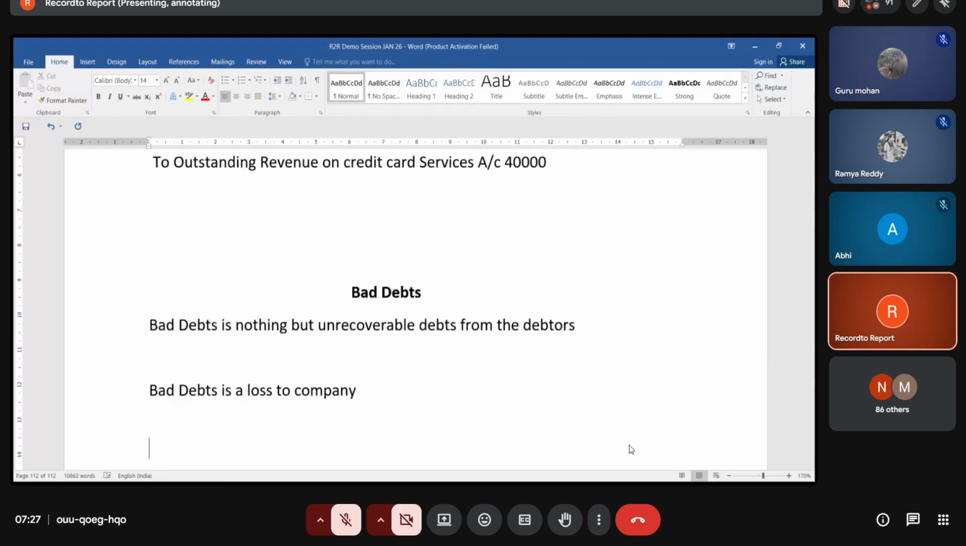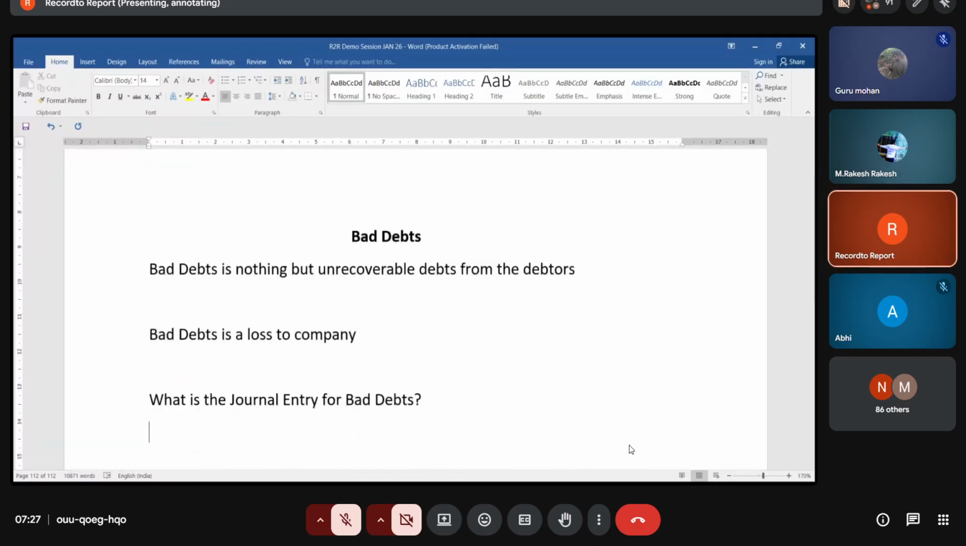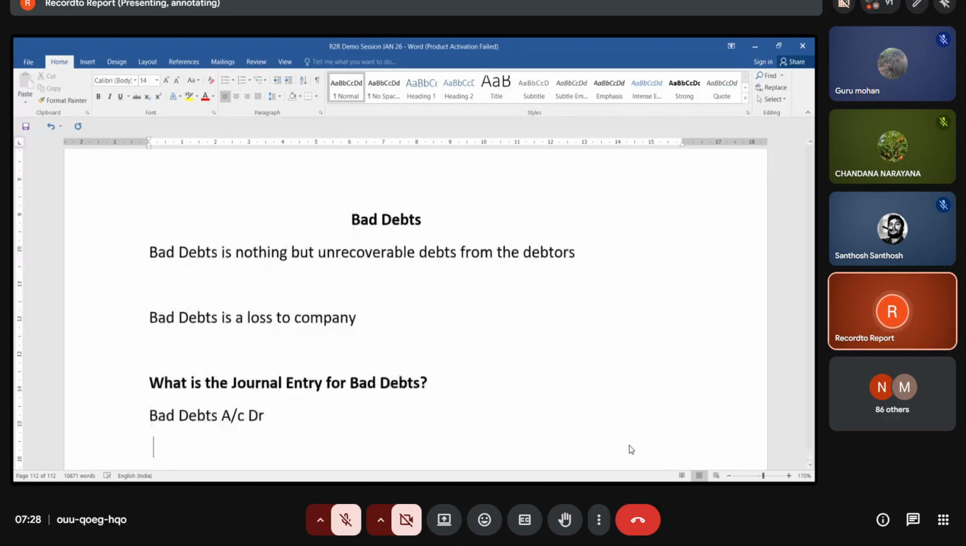So what is the journal entry for bad debts? If it is a loss, do we need to debit or credit this? Debit. And who needs to be credited? Debtors. Bad debts account debit to debtors.